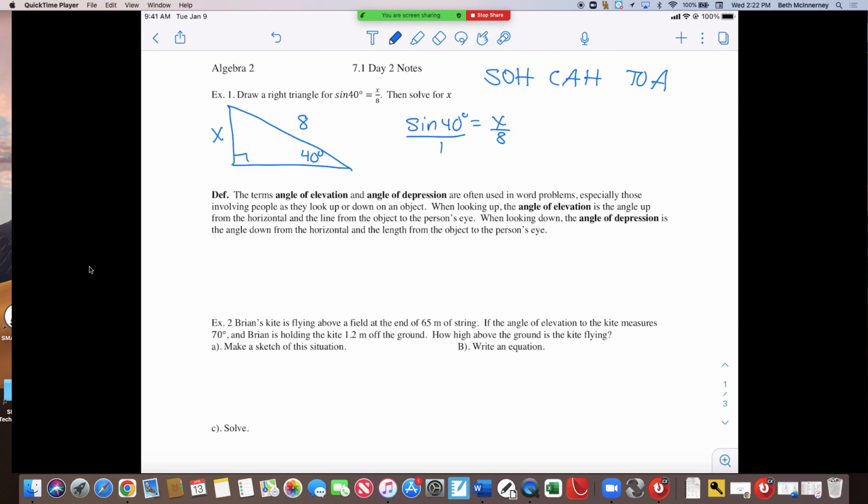I personally like to create a proportion, and then I'm just going to cross multiply. That's 8 times the sine of 40 equals x. It does not matter to me how many decimals you go, 1 or 2, unless I state otherwise, so I called x 5.1. All right, that's a quick recap from yesterday. Any questions on that one?